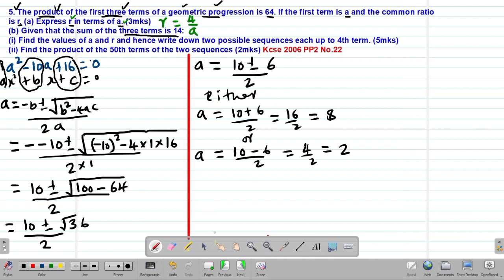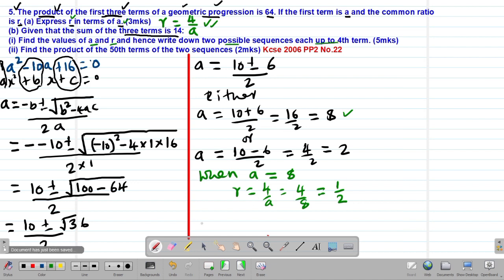We also find the possible values of r. So we'll start with a being equal to 8. When a is equals to 8, r is equals to, remember from equation 1, r was given by 4 over a. So this will be 4 divided by our a is 8. So this one is going to remain to be a half. Therefore, when a is 8, r is equals to a half. So we are told to find the values of a and r, hence write down two possible sequences each up to the fourth term. So let's write the first possible sequence.